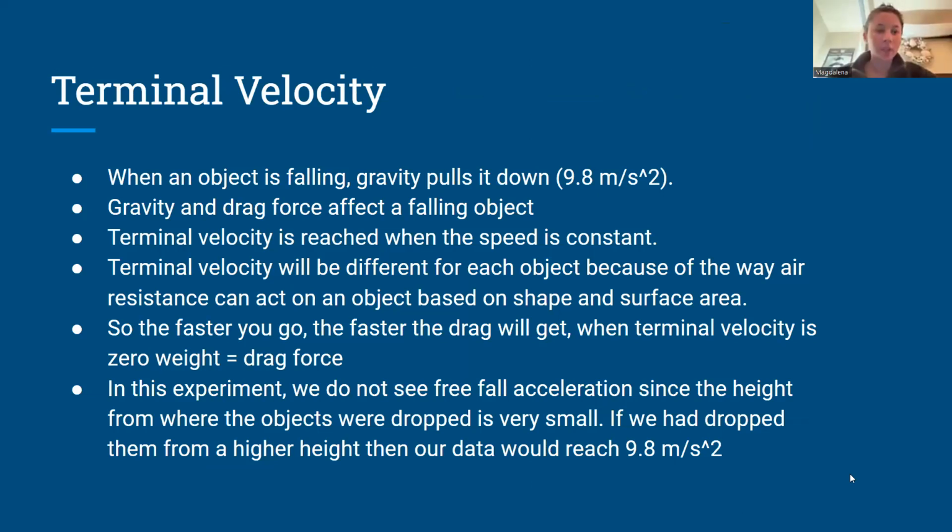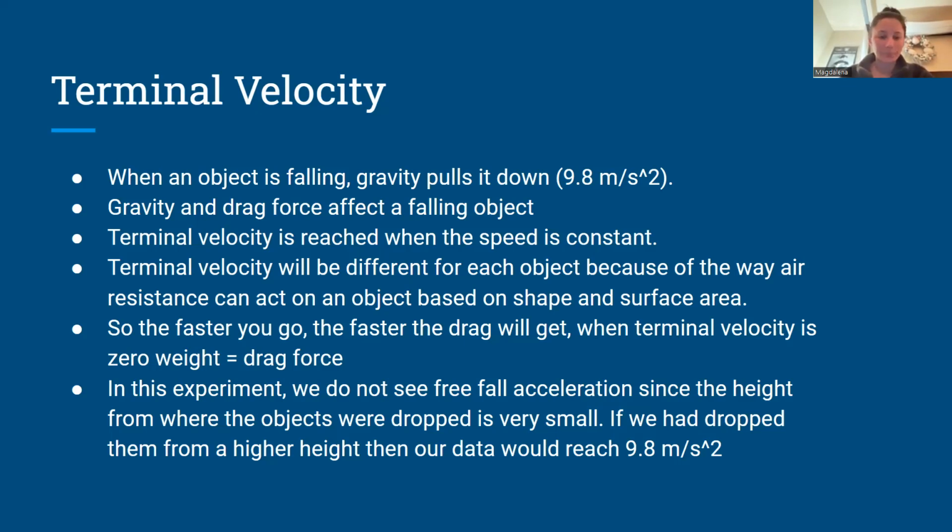Okay, so terminal velocity. When an object is falling, gravity pulls it down, at about 9.8 meters per second squared. Gravity and drag force affect a falling object. Terminal velocity is reached when the speed is constant. Terminal velocity will be different for each object because of the way air resistance acts on an object based on shape and surface area. The faster you go, the greater the drag gets. At terminal velocity, the weight equals the drag force.